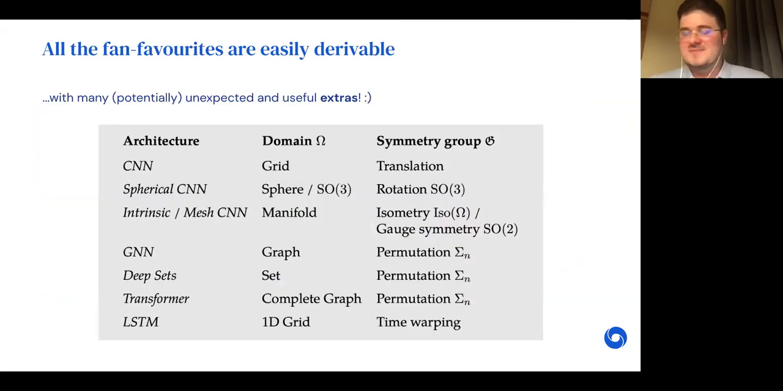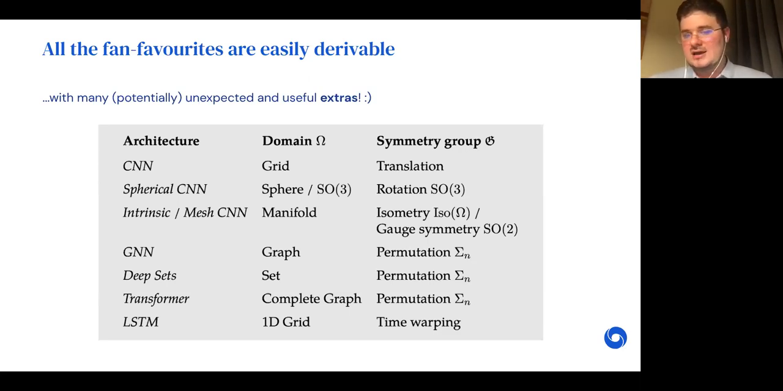And we didn't just hypothesize this, we pretty much directly derived it. For many classes of our fan favorite neural networks, we can derive them using this blueprint if you have the right choice of the domain and the right choice of symmetries that you want to be resistant to in terms of invariance and equivariance. So all the fan favorites like CNNs, GNNs, deep sets, transformers, and LSTMs are derivable using this blueprint. But you can also discover some very interesting extras in the middle, like spherical CNNs and mesh CNNs that we will also be talking about.